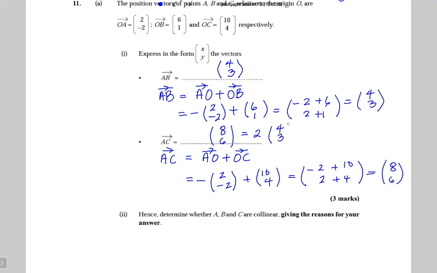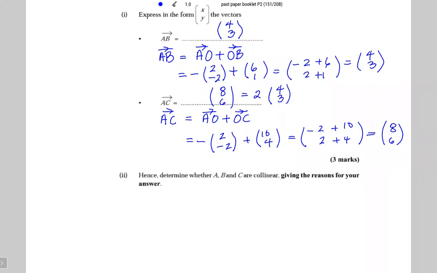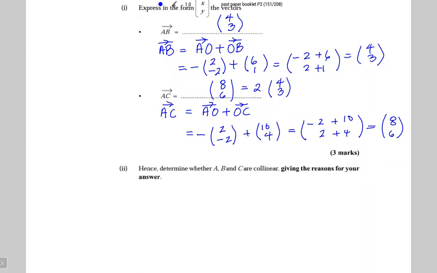(4, 3). All right. Then it says, hence determine whether A, B, and C are collinear. Well, let's find out. You have AB and AC. I'm going to draw an illustration just to give you an idea as to how the vectors line up. The answer is yes, they are collinear, but I'm going to give an illustration as to how they line up.